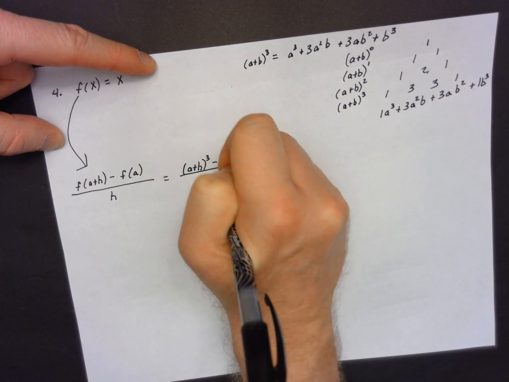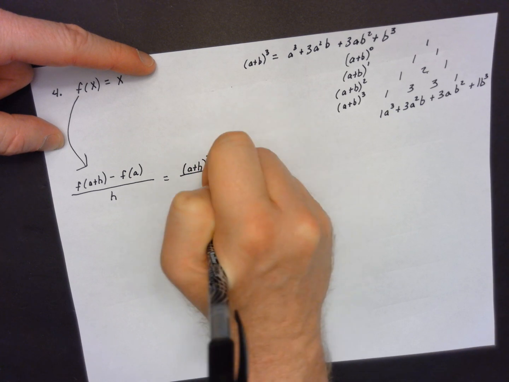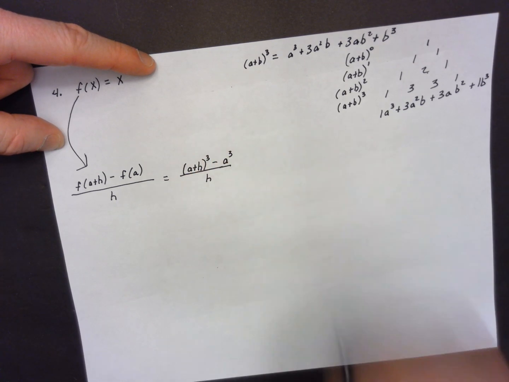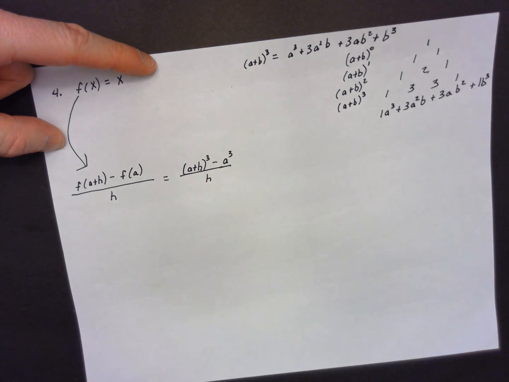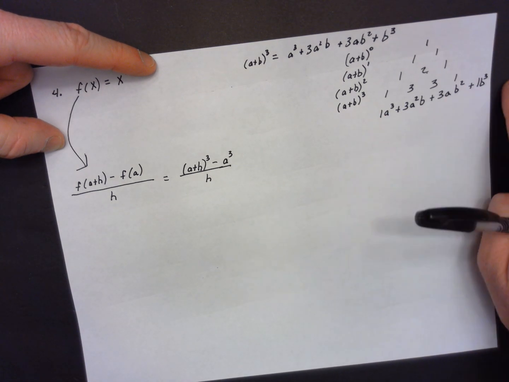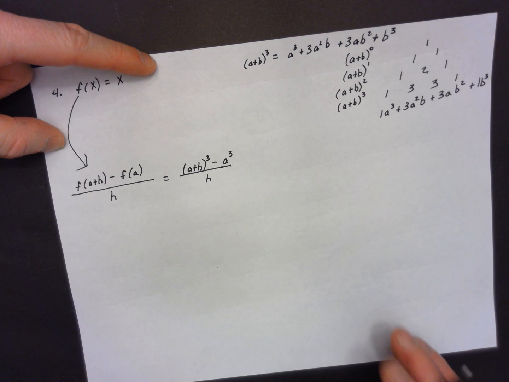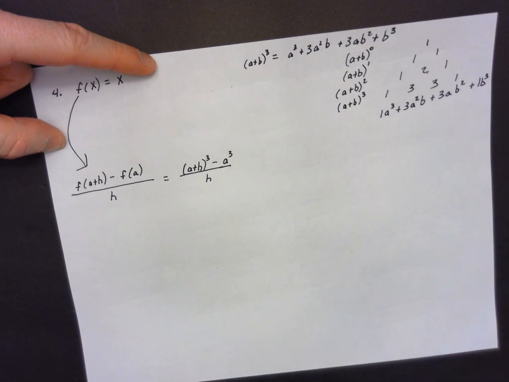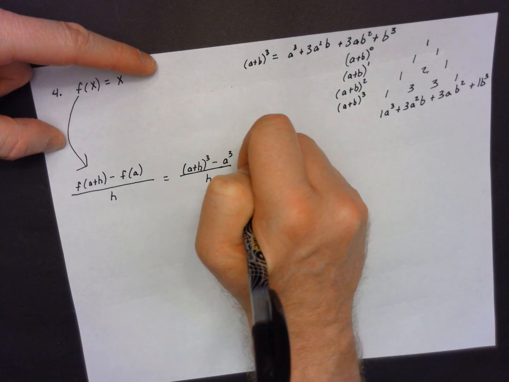Now, you would either have to multiply out a plus h times a plus h times a plus h to get this 4-term polynomial here, or use Pascal's triangle like I've showed you here. I think it's a shortcut. Please don't be one of those students that says a plus h quantity cubed is a cubed plus h cubed. That drives me nuts.